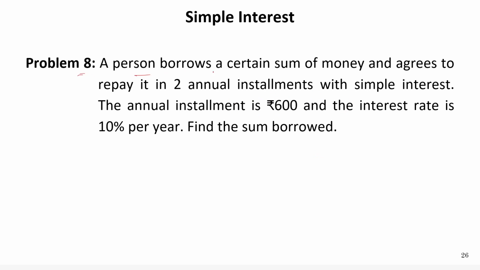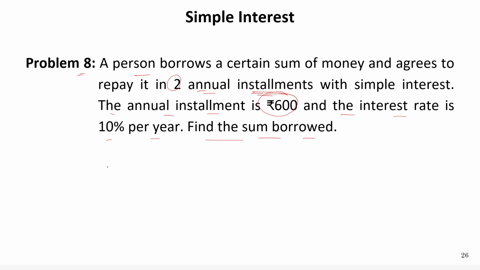A person borrows a certain sum of money and agrees to repay it in 2 annual installments with simple interest. The annual installment is 600 rupees. So the interest rate is 10% per year. So find the sum borrowed. So here what you need to understand is there are 2 annual installments involved, and the 2 can be both different from one another.